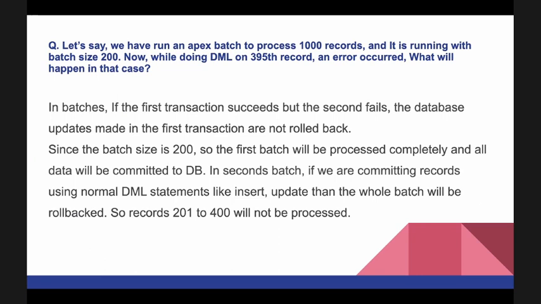So you can see here that there are two separate transactions. The first transaction with 200 records will get processed, but records from 200 to 400 will not get processed because there is an error in the 395th record. Correct. Thank you.